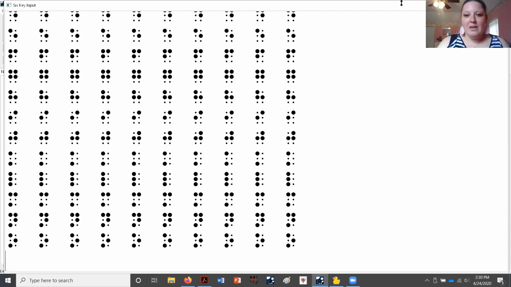By plugin, do you mean like a refreshable Braille display? Because I know you can connect certain refreshable Braille displays to computers and just type on them. And there's also some refreshable Braille displays that are standalones.